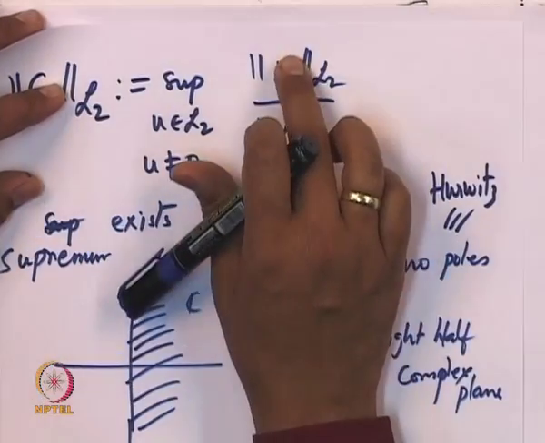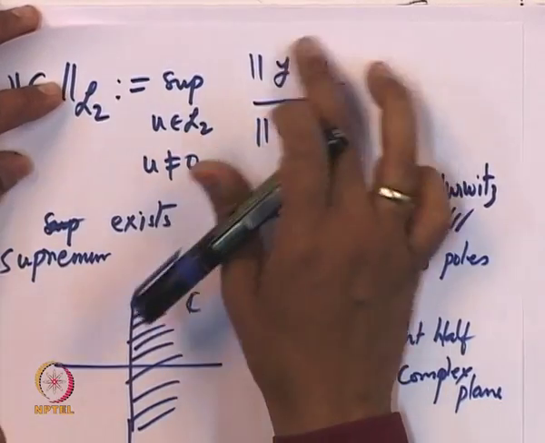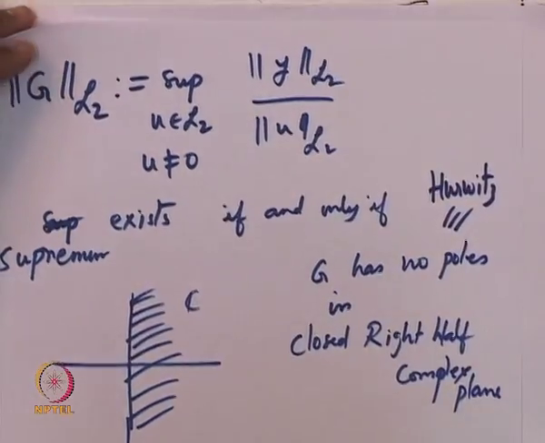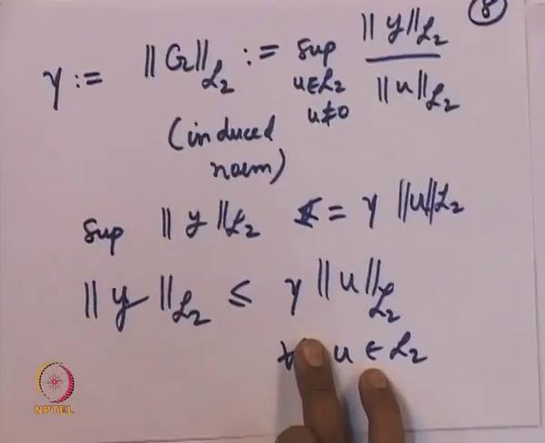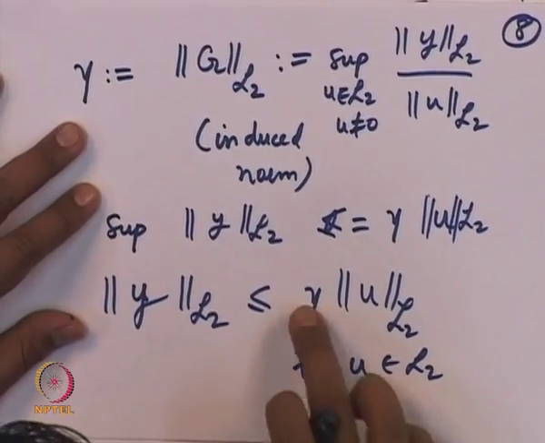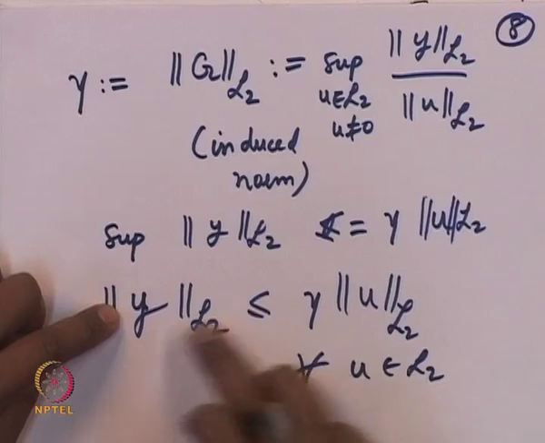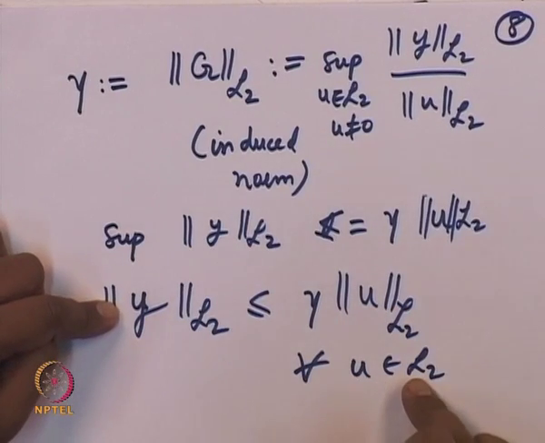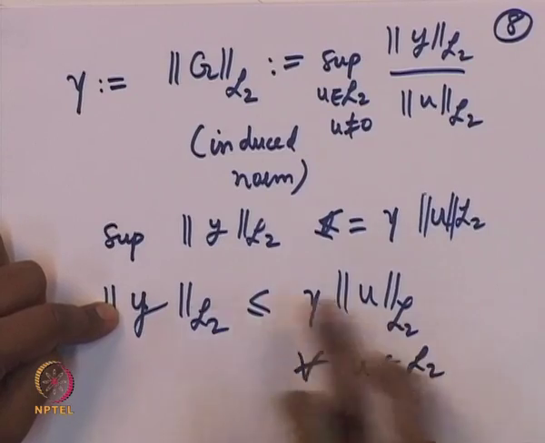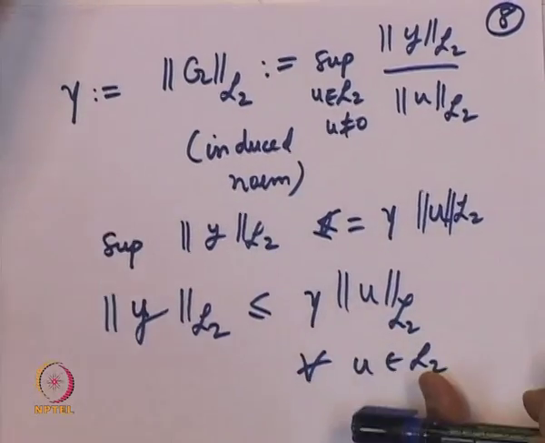In that case, you give a U in L2, the output will also be in L2, and hence this ratio will exist. That justifies, let us go back to our previous slide, that for that case this gamma is finite, and hence this inequality holds for all U in L2. We did not have to write the e, because this holds for all U in L2 itself.